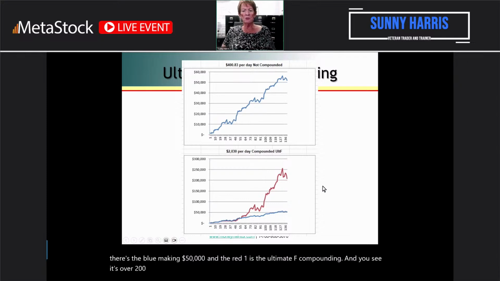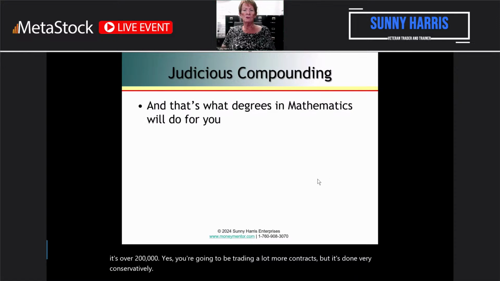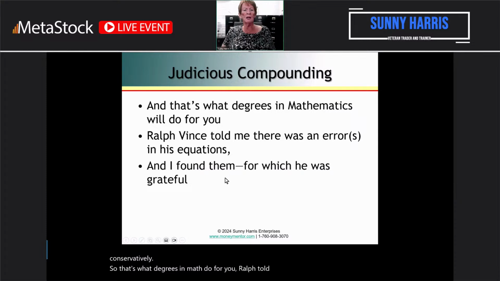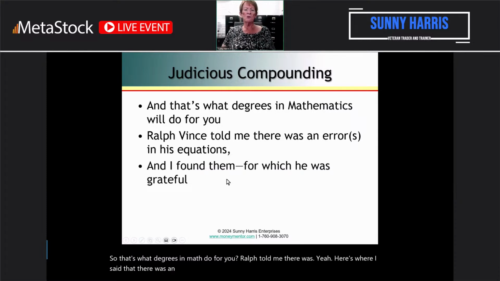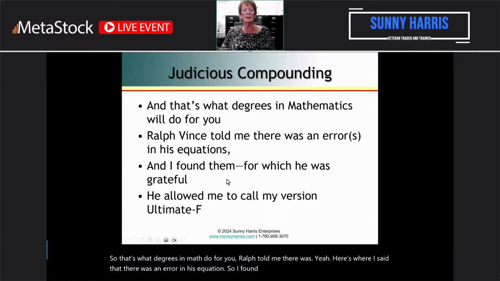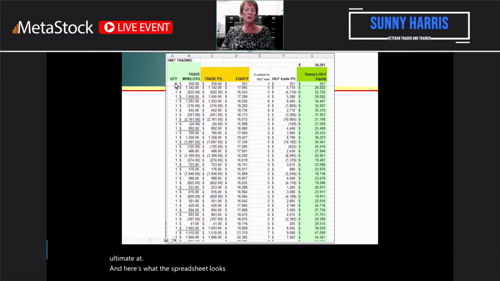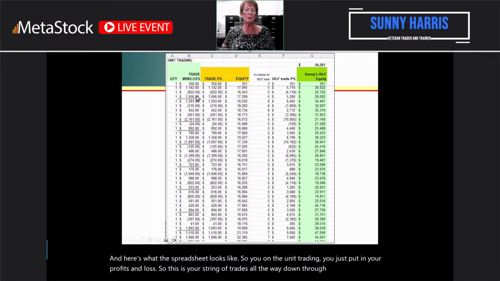Yes, you're going to be trading a lot more contracts, but it's done very conservatively. So that's what degrees in math do for you. Ralph told me, here's where I said that, there was an error in his equations. I found them, and he allowed me to call mine Ultimate F. And here's what the spreadsheet looks like. So on the unit trading, you just put in your profits and loss. So this is your string of trades all the way down through here. You just copy and paste your trades in.